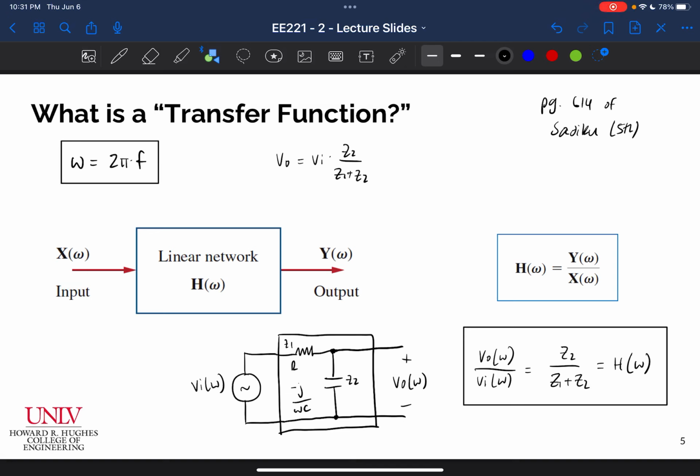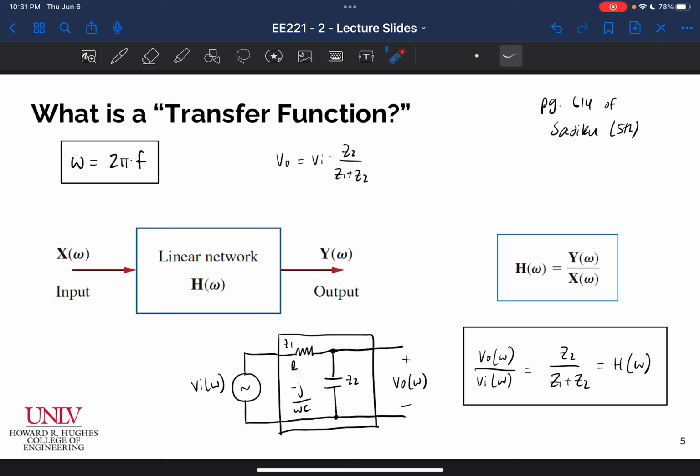All right, so let's continue on talking about transfer functions. I just wanted to come back to this slide for a second because I didn't really explain what this linear network here was. I said that this was a linear network when I was drawing it, but maybe that's not clear. Basically, any network of resistors, capacitors, and inductors is going to be considered a linear network.